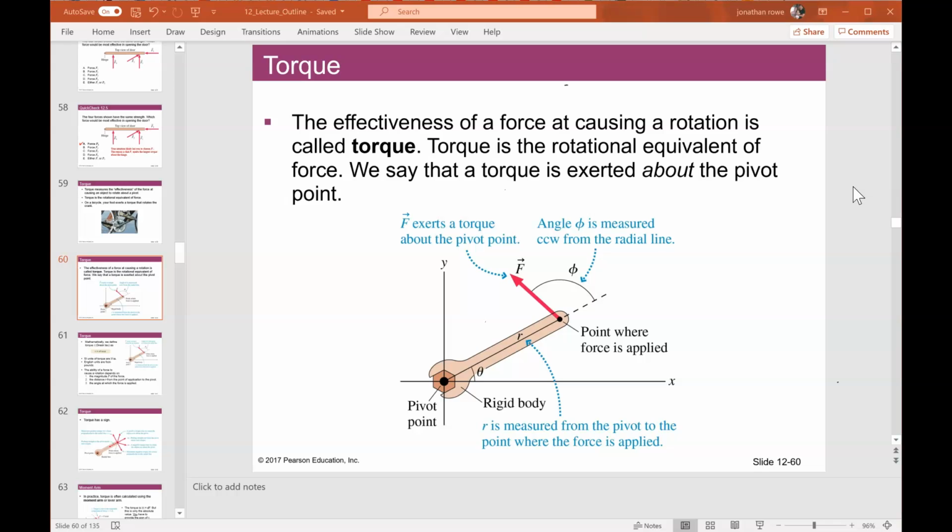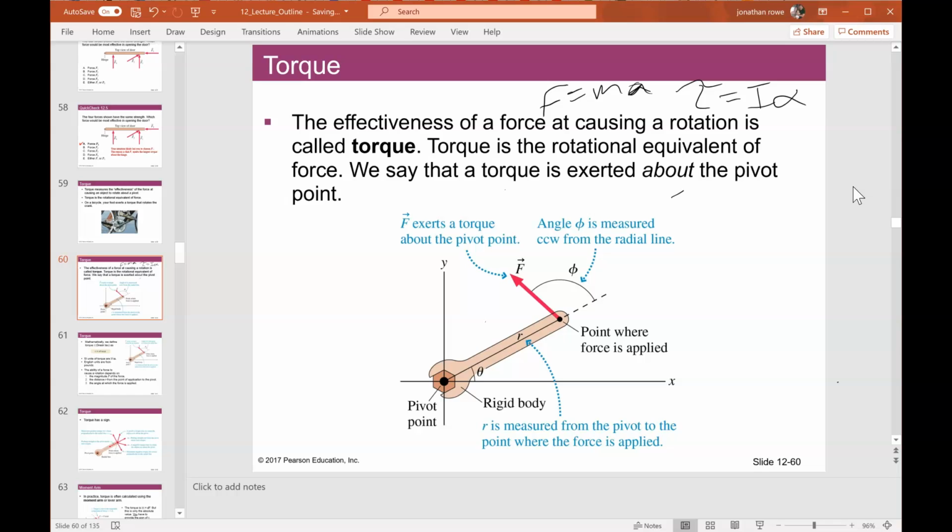Just like F equals ma. Force is what makes a particular mass accelerate. Tau is equal to I alpha. So a torque is what causes something that has a rotational inertia to accelerate with an angular acceleration.